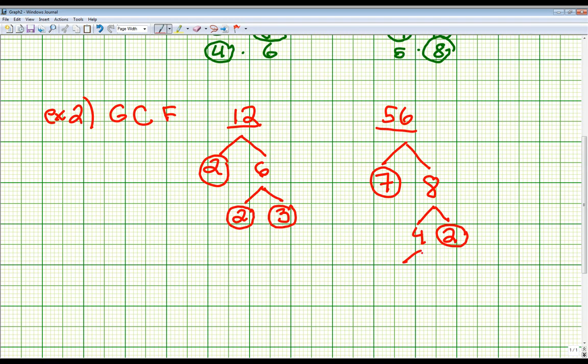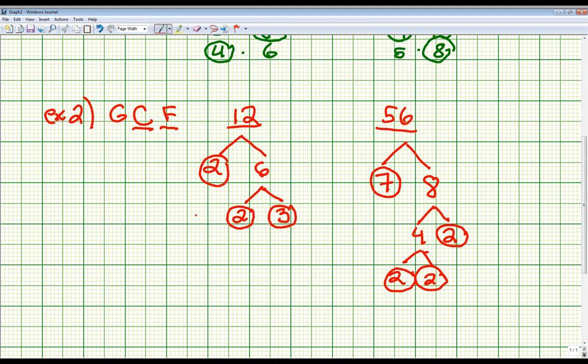And 4 can continue by going 2 times 2. And now all of the bottom row has primes on this one too. So we've listed the factors now of both numbers. So now we're going to look at what they have in common.